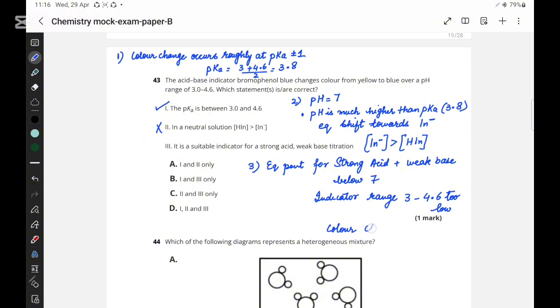Color change would happen before equivalence point. So it is suitable for a strong acid weak base titration, so the answer is wrong. So only option A is correct.